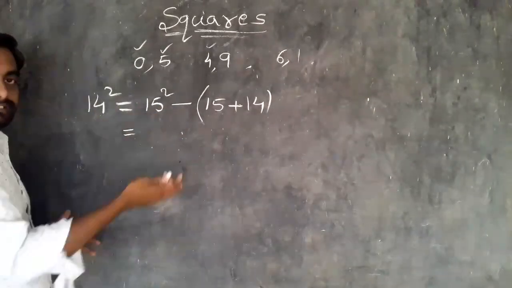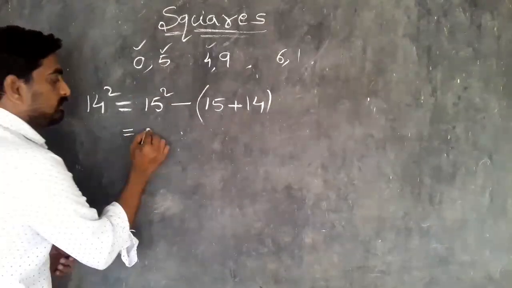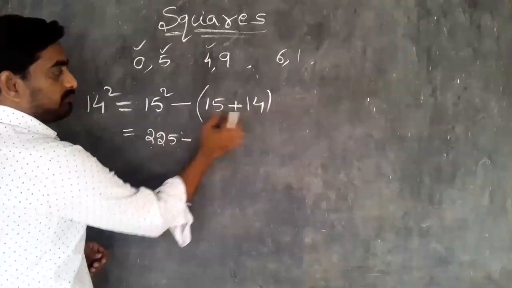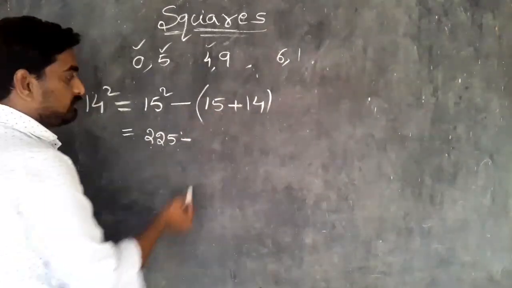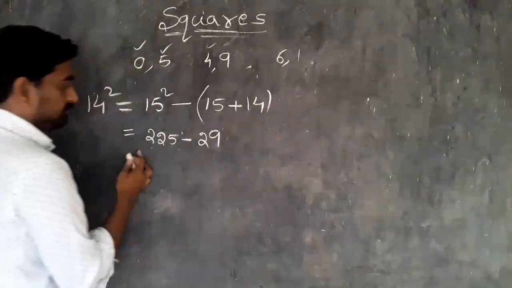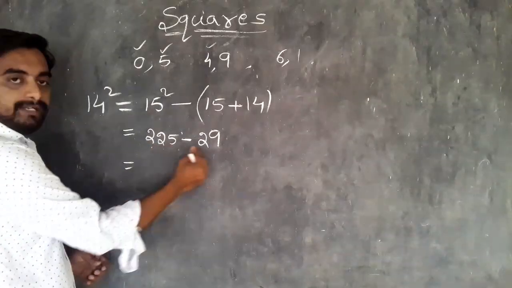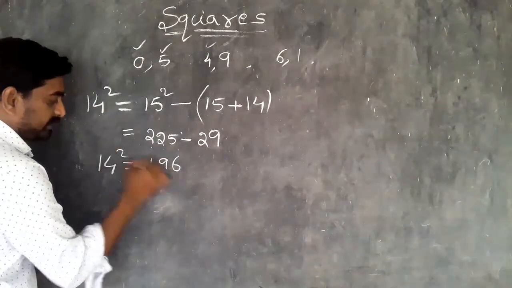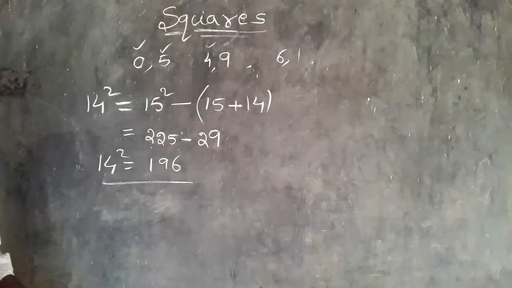15 square we already saw before for 5 ending numbers, it is 225, minus. We add both of them, 15 plus 14, so 29. We subtract, 225 minus 29, we got 196. So 14 square equals 196.